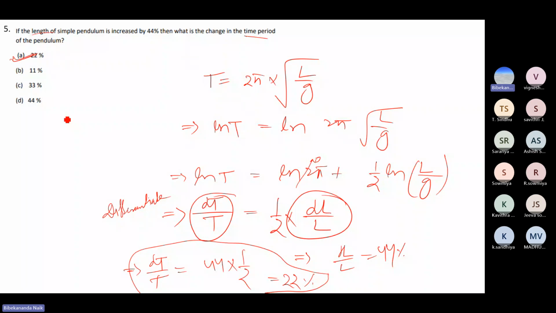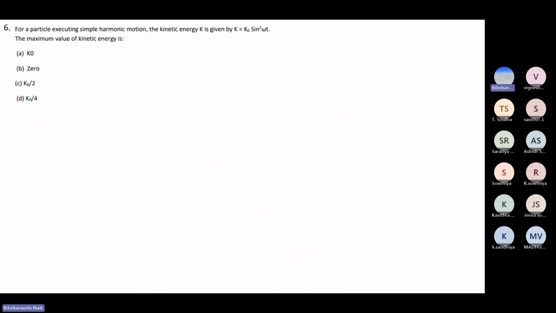So this is the correct answer, 22%. Now, is there any doubt in this question? Anyone? Okay, so let's go towards the next question.